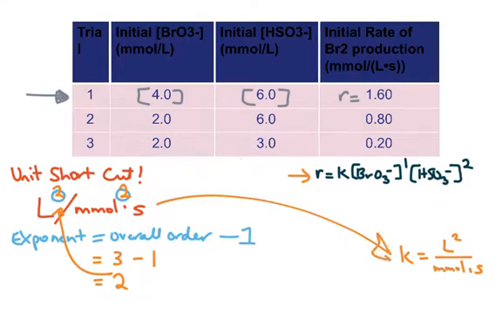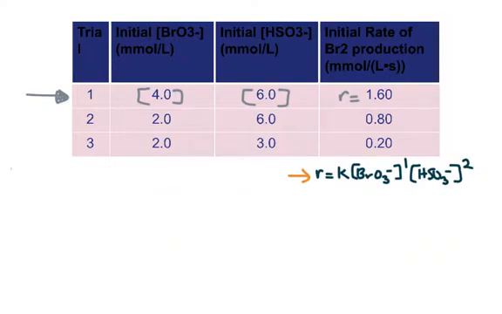So the shortcut method will work because of the nature of it: when you flip and multiply, you always end up canceling one of the liters, one of the moles or millimoles. So that's why you always take the overall order minus 1, and it'll always work out for you. Pretty sneaky. Time to put it all together.